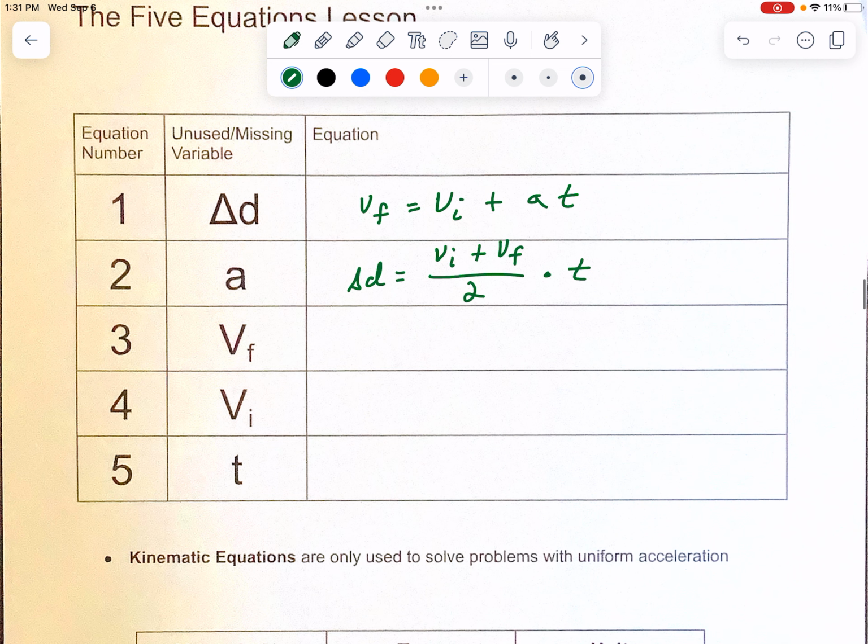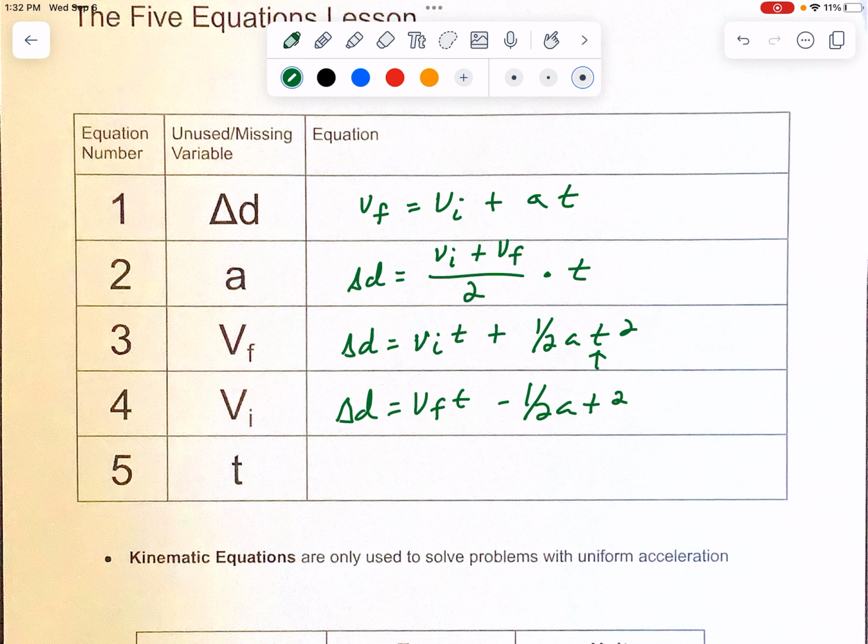Third equation, so if VF is not used, this would be the one we're using, and we'll do a lot of practice in the upcoming video. So our third equation is going to be our displacement equals our initial velocity, VI times T, plus 1/2 AT squared. So 1/2 times our acceleration times time squared. Now, just be careful with this. The only thing that is squared is time. Okay, do not square the whole thing. The only thing that's squared is time. Now, our equation number 4 is going to look almost the same. It's going to be displacement equals VFT minus 1/2 AT squared.